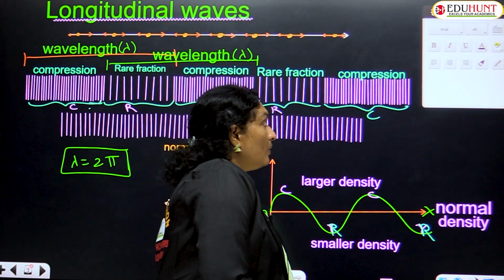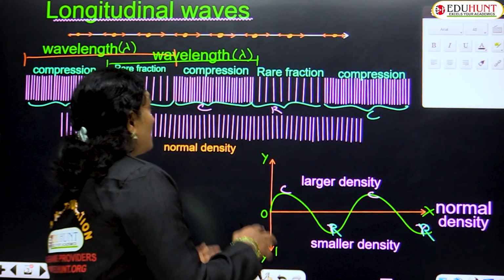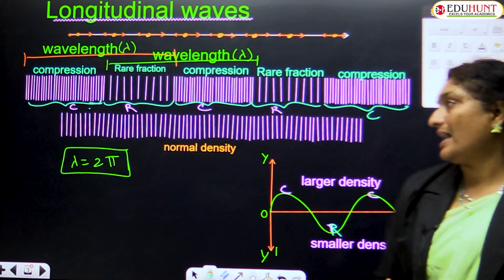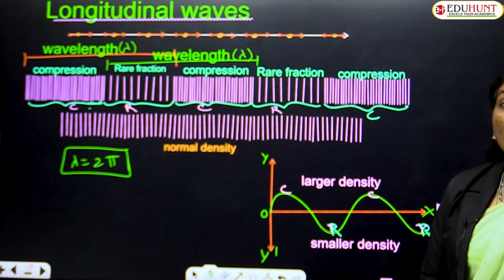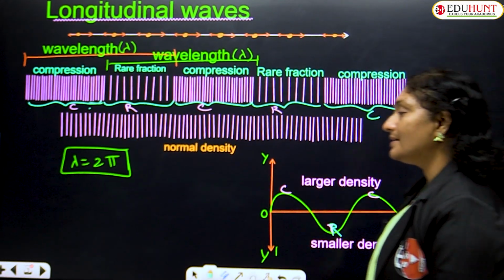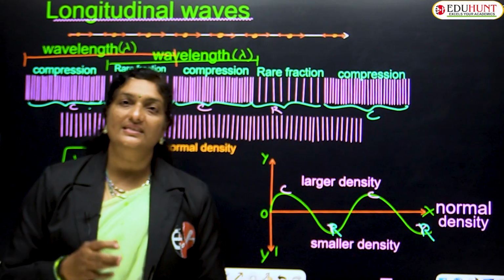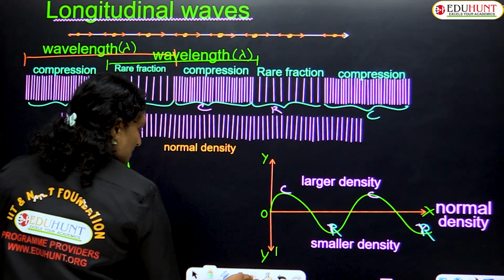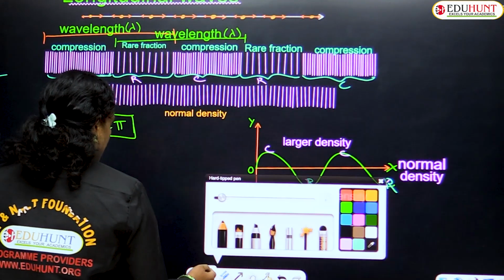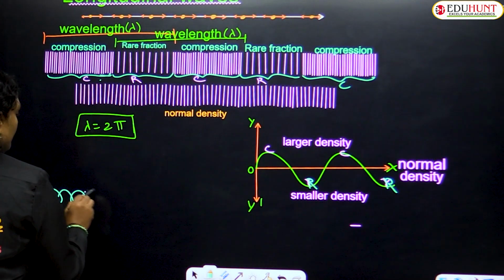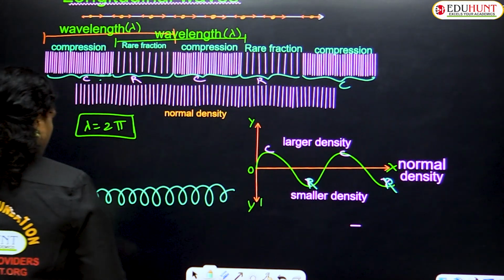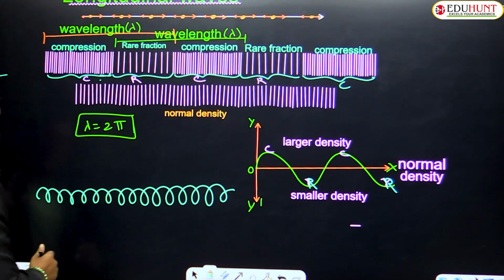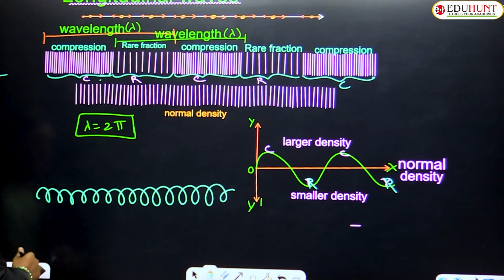Okay, children. Now let us try to understand how longitudinal waves are transmitted in the case of a spiral spring. The other name for a spiral spring is a slinky. If you imagine a spiral spring, a normal spring like this, it is a long flexible spring that can be compressed and extended. We can compress it and we can even extend it.